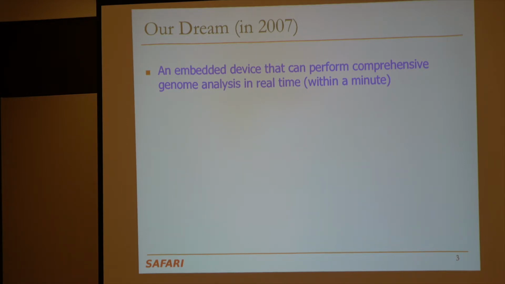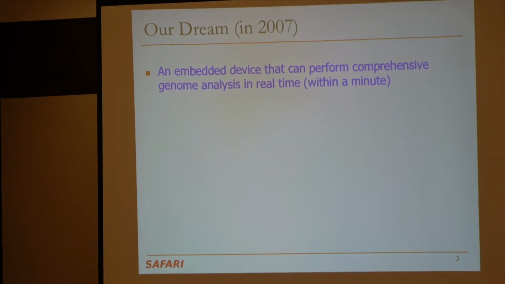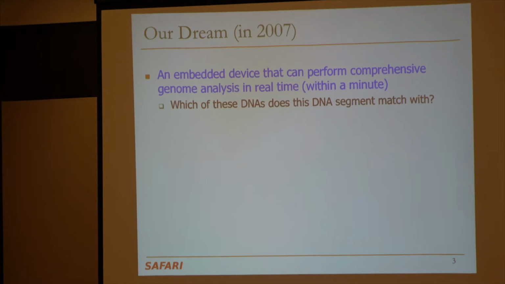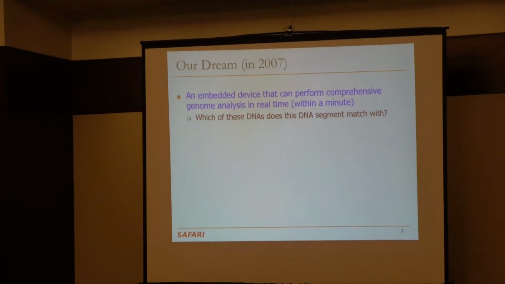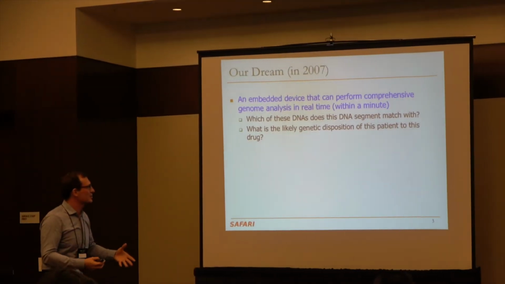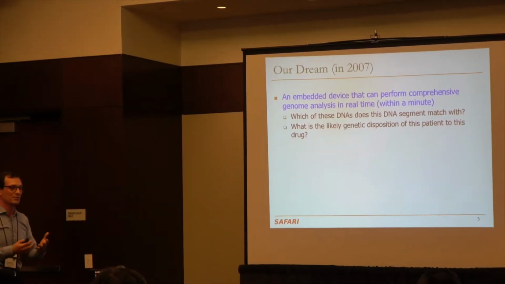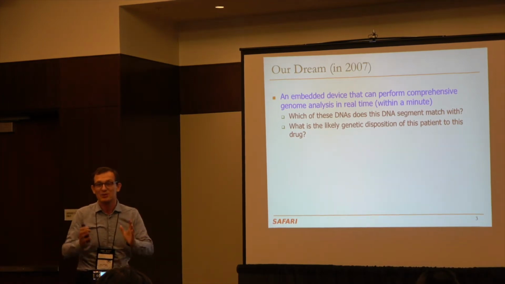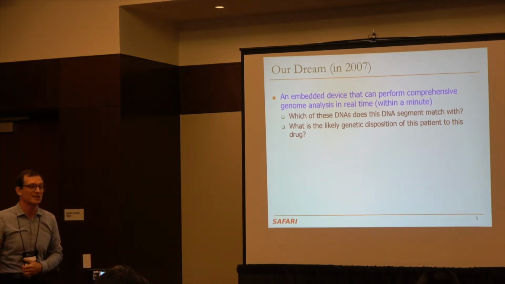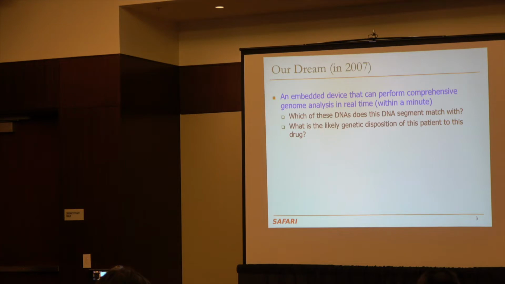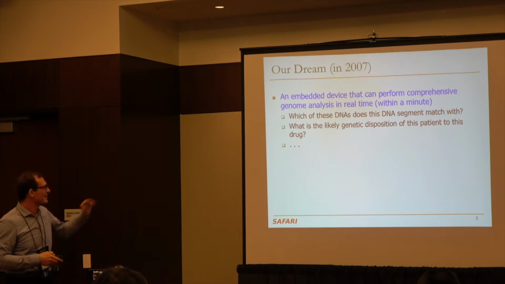But what we wanted to do, based on what we knew at the time, was to have an embedded device that can perform comprehensive genome analysis within a minute, let's say, real time, quickly. We thought it was important to have this device. I believe it has applications, like you could answer questions very quickly, like which of these DNAs does this DNA segment match with? What is the likely genetic disposition of this patient to this drug? So it could be used in life-critical situations. Perhaps a doctor can take this device and use it so that they can quickly determine what drug to administer during a life-critical situation. I still believe that this is really important. We'll get back to it.